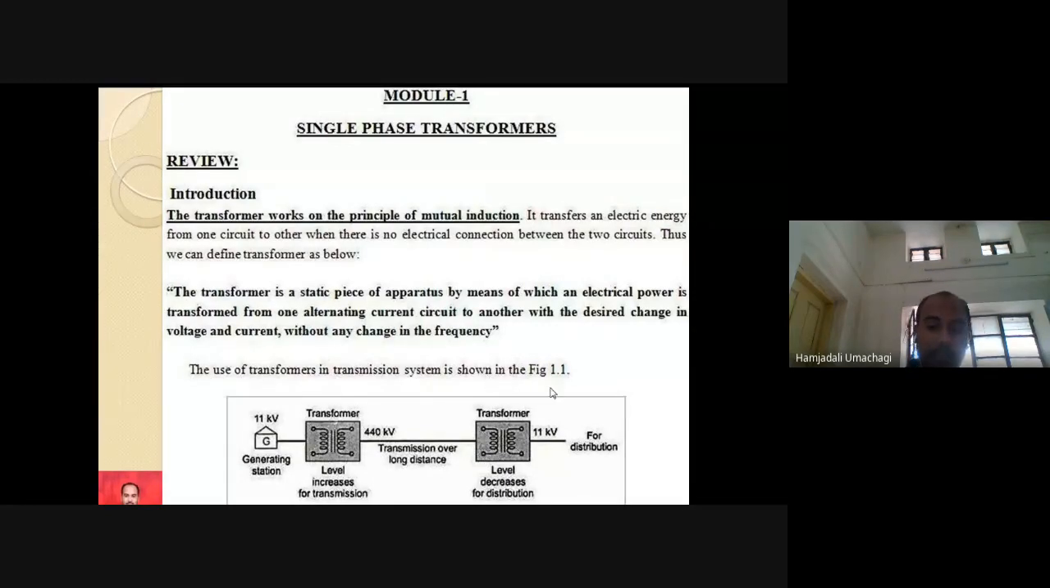So this is one typical example just to illustrate how a transformer is utilized in a transmission system. Is it clear, all of you? This is just basics.